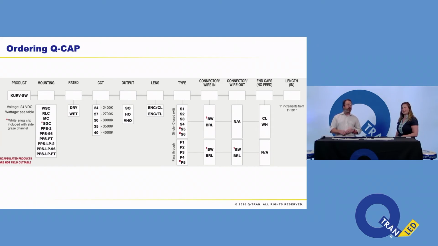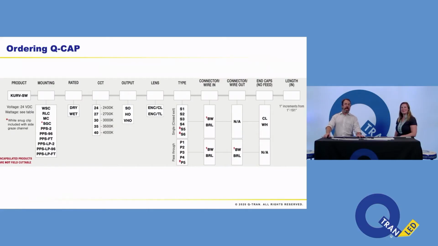The standard output is 1.5 watts per foot. The high output is 3 watts per foot. And the very high output is 5 watts per foot. And there was some suggestion to add that to the cut sheets, and I think we're working on that. And I think that makes sense. Followed by the lens type, which is encapsulated in either clear or translucent. And the ones we have here are translucent. The type, the connector in, connector out, end caps, that's a new one, followed by the length.